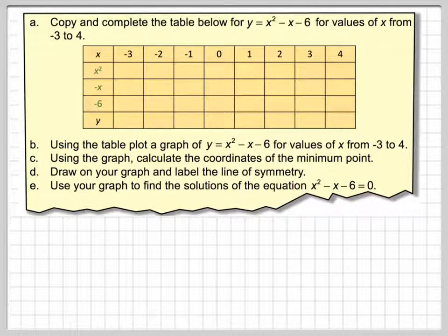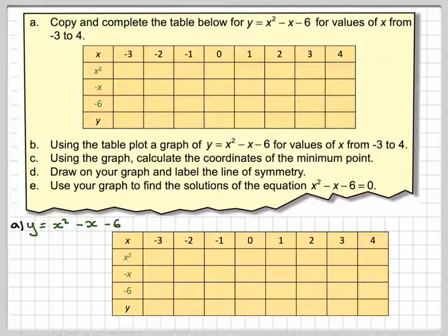So the question is, copy and complete the table below for y is equal to x squared minus x minus 6 for values of x from minus 3 to 4. So there's our table. Using the table, plot a graph of y is equal to x squared minus x minus 6 for values of x from minus 3 to 4. Using the graph, calculate the coordinates of the minimum point. Draw on your graph and label the line of symmetry, and use your graph to find the solutions of the equation x squared minus x minus 6 is equal to 0.